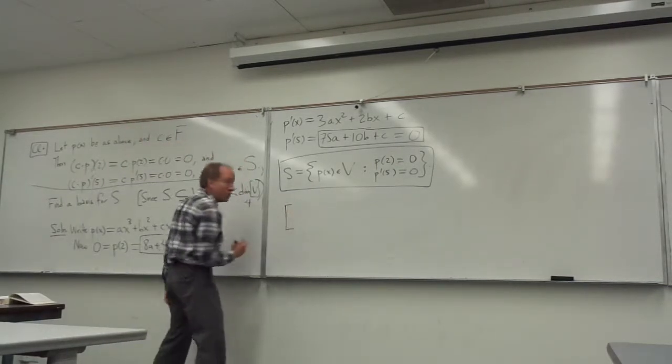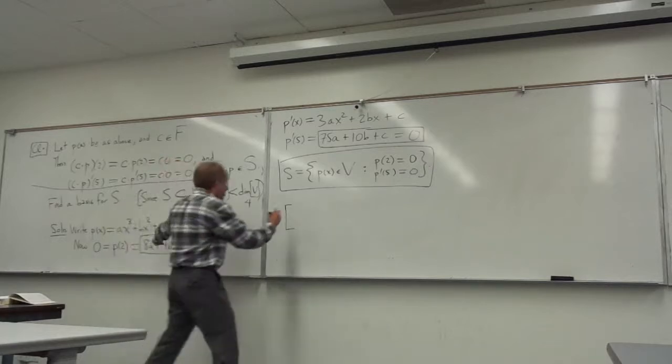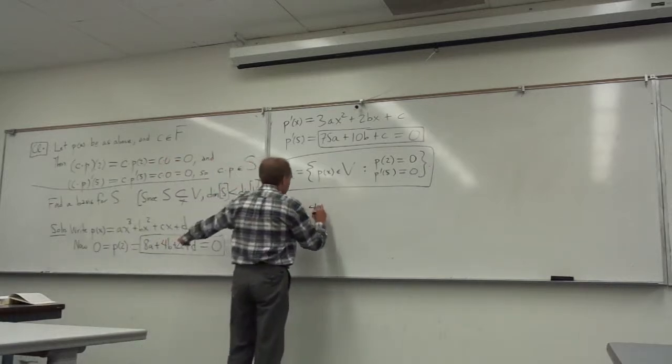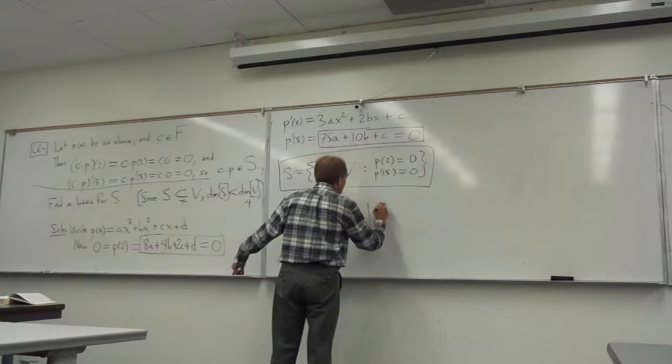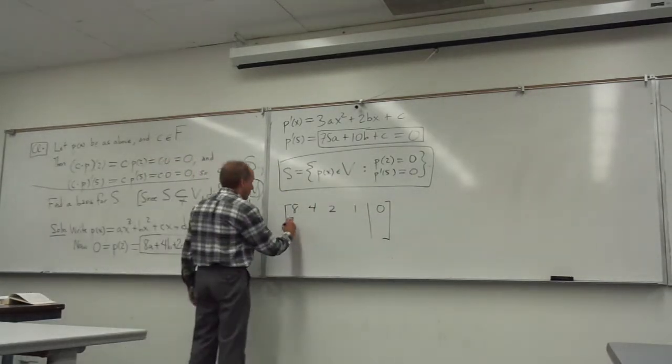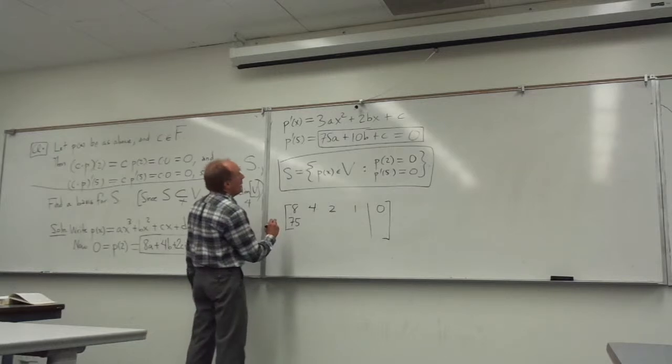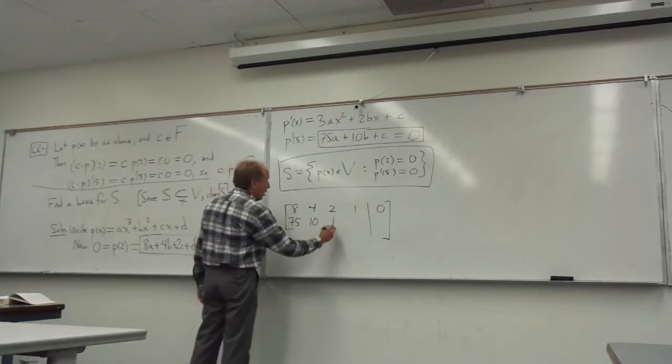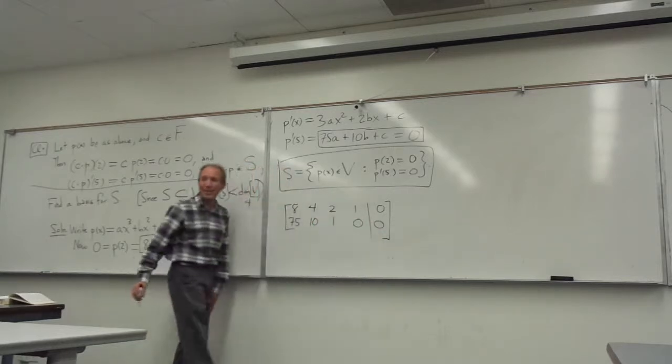So I'm going to make a matrix. The first row is going to be an 8, and then a 4, and then a 2, and then a 1, augmented with 0. And then the second one is going to be a 75, and a 10, and a 1, augmented with 0.